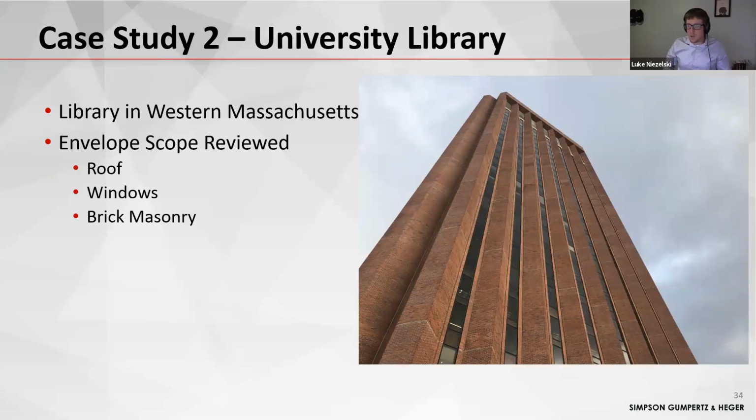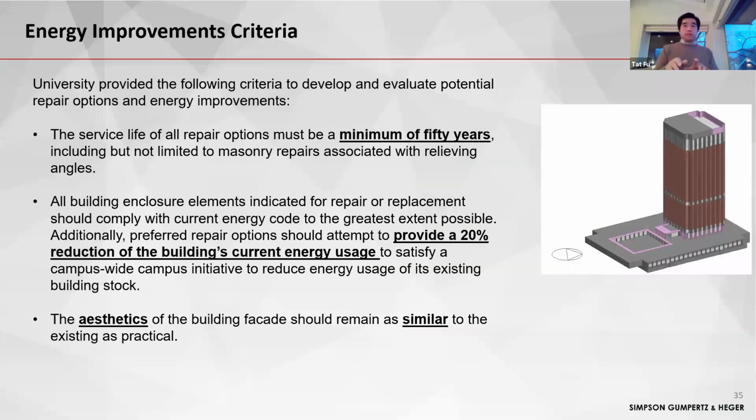So case study 2 is going to be a university library. The library is in Western Mass, and the scope was very similar to the previous case study. We reviewed the roof, windows, and brick masonry for that project. Some specifics about this one: the campus had some energy improvement criteria. First off, there were some repairs to be made on this building, and they wanted a minimum of 50 years service life for these repairs.